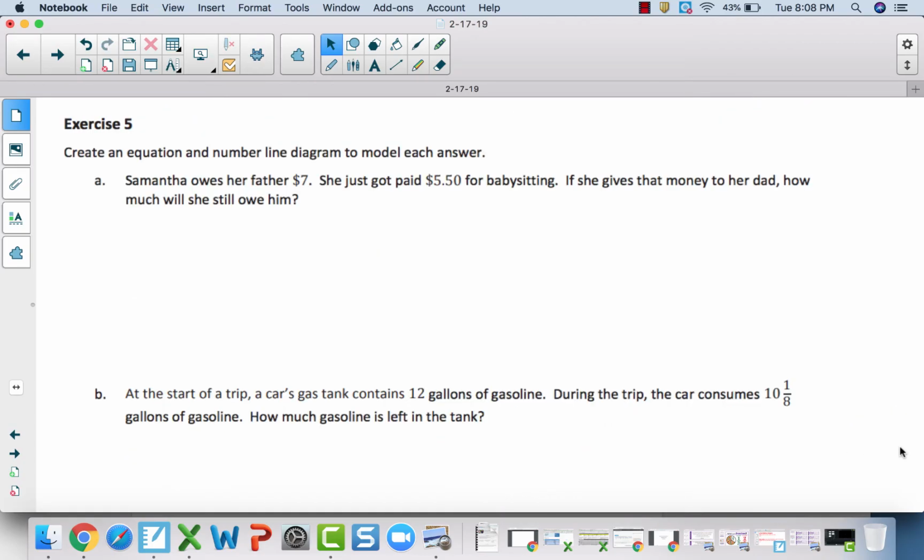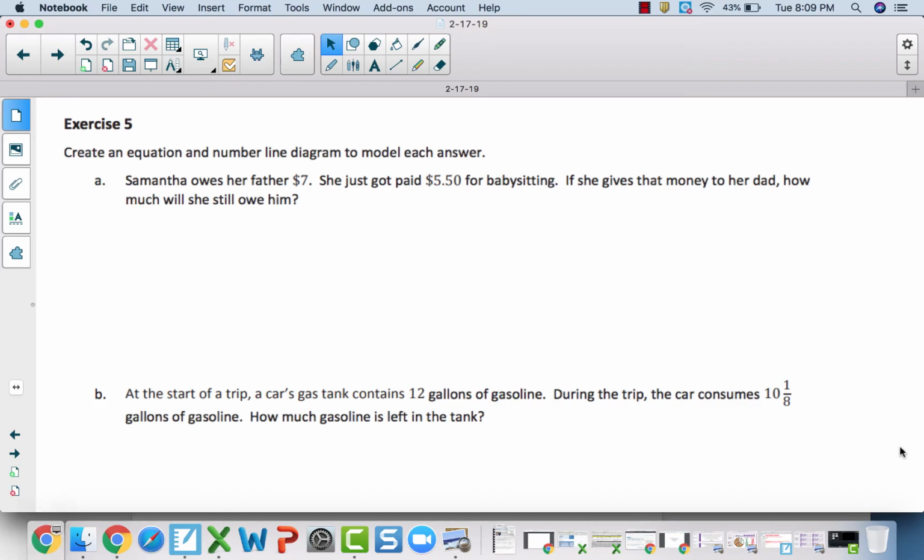Exercise 5 has 3 parts, and it's pushing your thinking further because it's asking you to apply the knowledge you have now gained about adding and subtracting rational numbers to word problems. So once again, I'm going to challenge you to go through and answer these without support. The only thing that's going to be here after you're done really is the answers and a quick explanation.